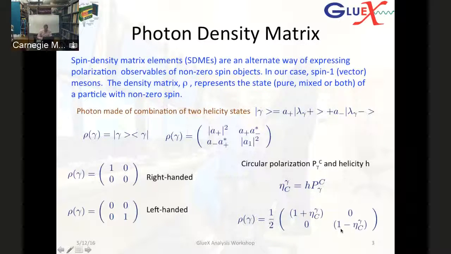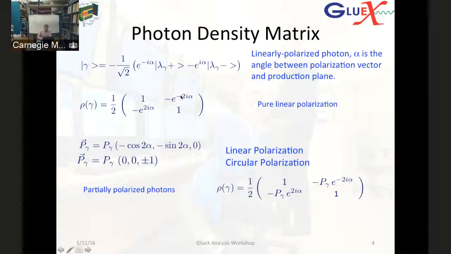And the density matrix goes to this quantity down here, 1/2 times (1 plus eta_c, 1 minus eta_c) on the diagonal. So if eta_c is plus 1, then you're going to get a 2 up here, a 0 down here, and you return the right-handed state. If it's minus 1, you're going to get a 0 up here and a 2 down here, so you're going to return the left-handed state, and it basically encompasses any possible combination. So that's circular polarization. Linear polarization states can also be built out of these two helicity states.